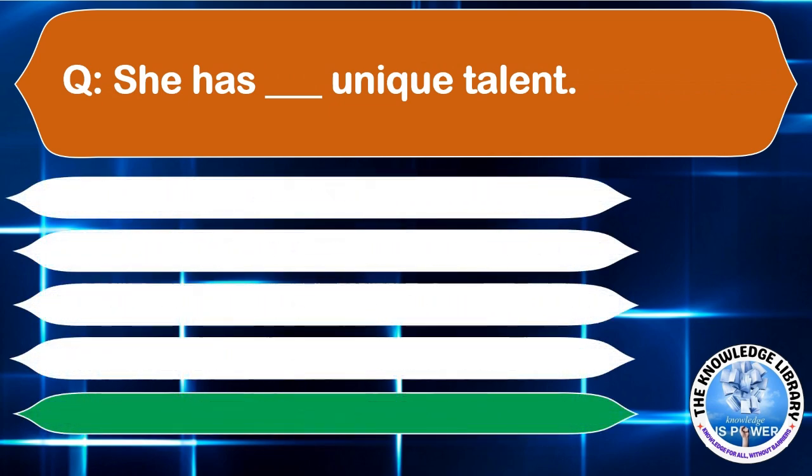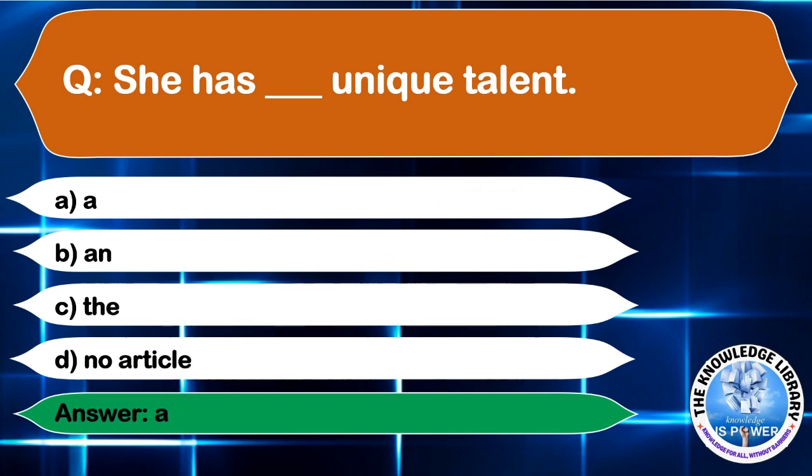She has dash unique talent. Option A. Option B, an. Option C, the. Option D, no article. The correct answer is option A. Moving to the next question.